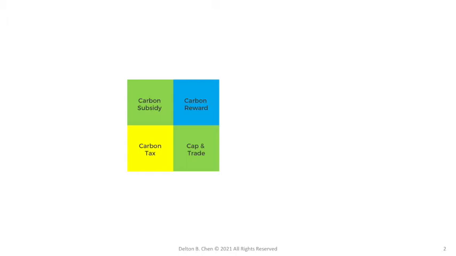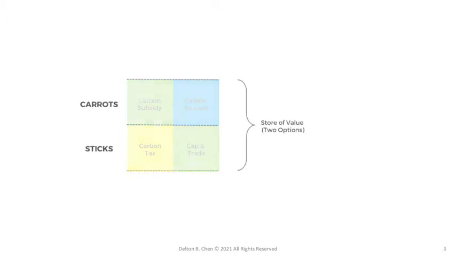Let's start by describing the carbon pricing matrix. The matrix is structured around 2 rows and 2 columns. The 2 rows are denoted as carrots and sticks. Carrots and sticks are the 2 key options for the store of value of the instruments that are used to create these market-based policies. Carrots represent positive incentives and sticks represent negative incentives.